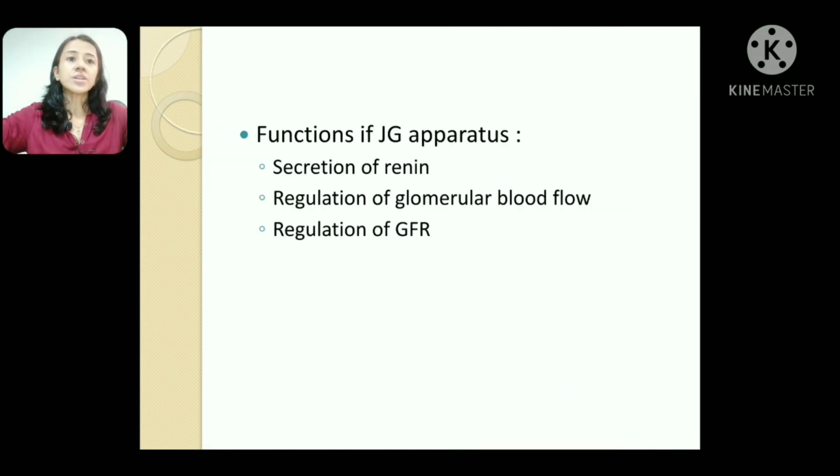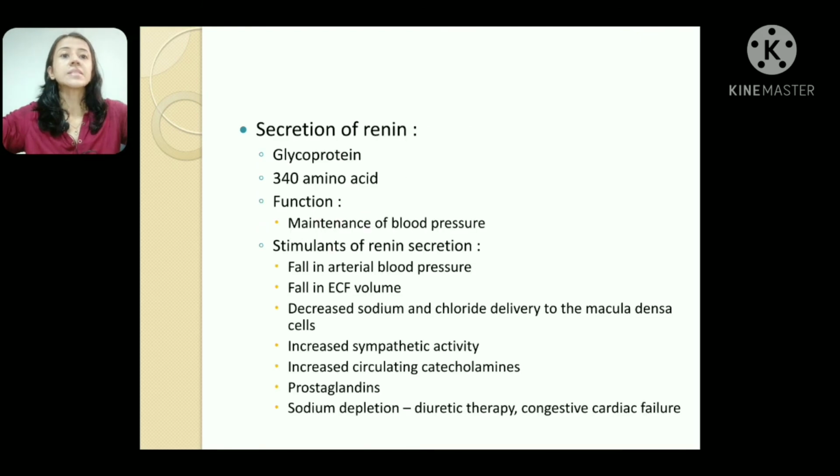Now we discuss the functions of the juxtaglomerular apparatus. They are secretion of renin, regulation of glomerular blood flow and regulation of GFR. We'll discuss one by one. First, renin. It is a glycoprotein, a proteolytic enzyme containing 340 amino acids. Its main function is to regulate the blood pressure.